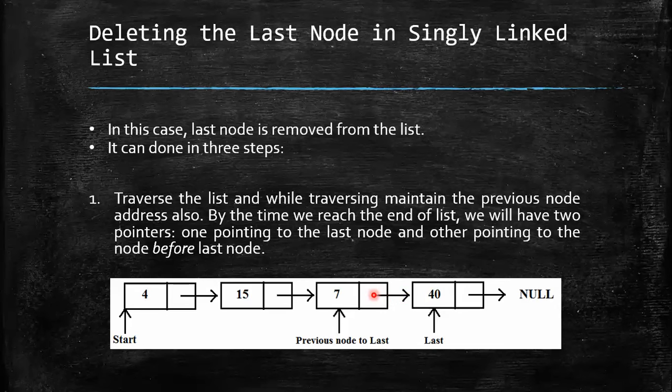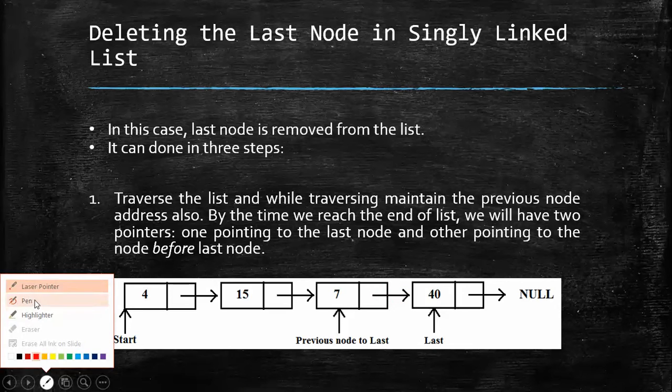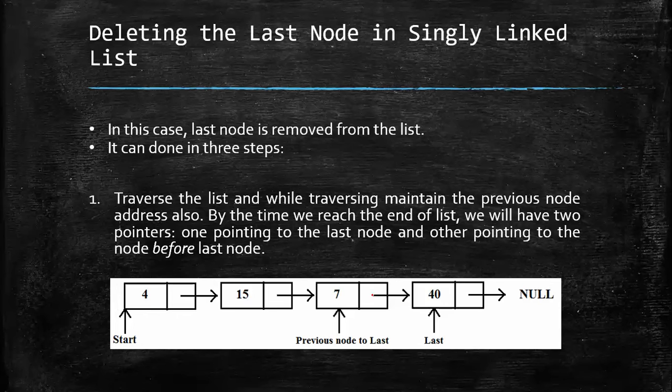Let us show it diagrammatically. If I can make this next pointer point to null, then this connection will be lost. And if this connection is lost, that means this particular node is no longer connected to the list. And because this next is pointing to null, this becomes the new last element of the list. So that is the basic understanding of implementing the last node deletion of a singly linked list.